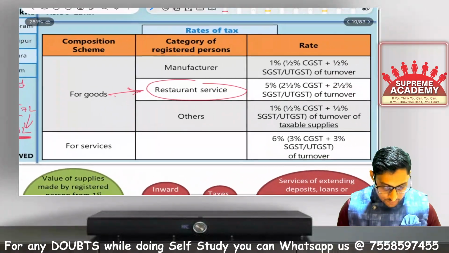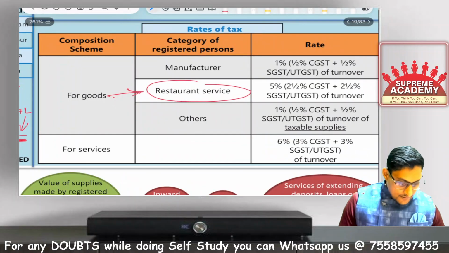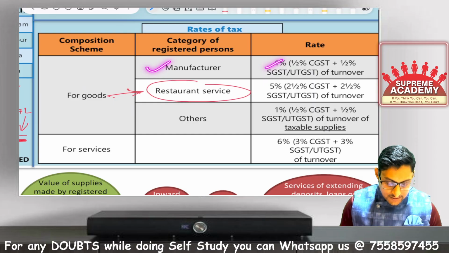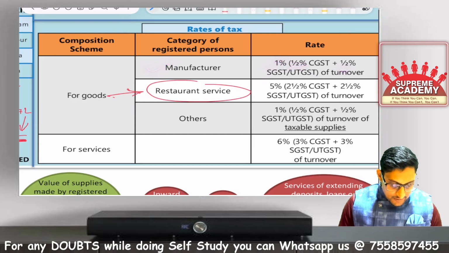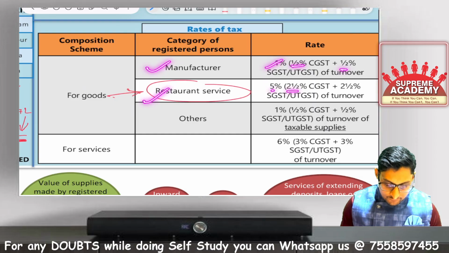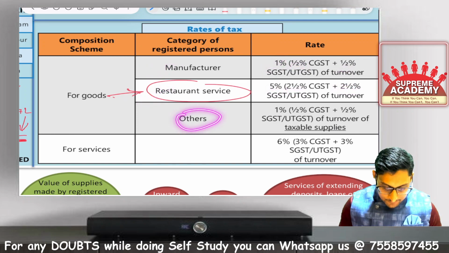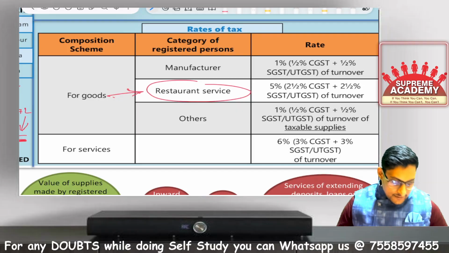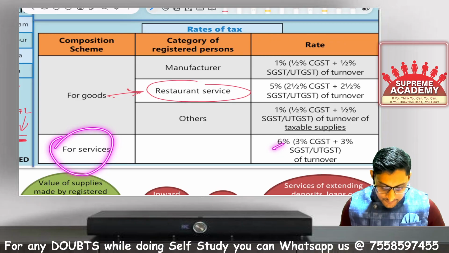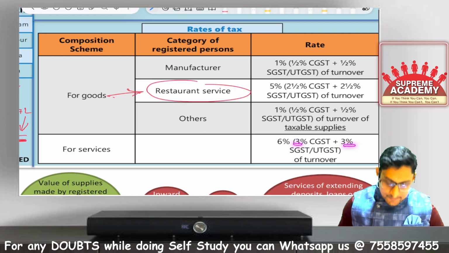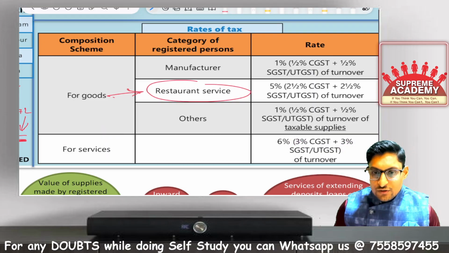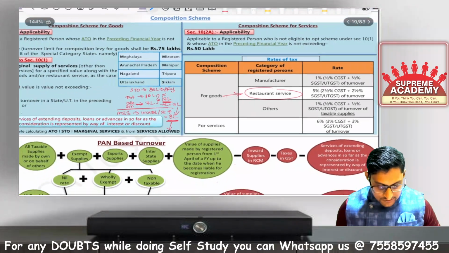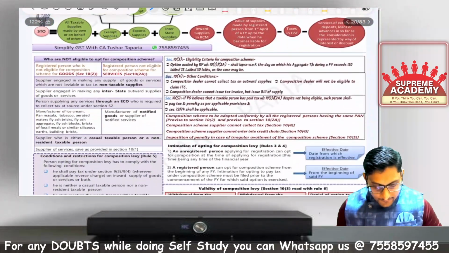Now the rates, you can have a look at the rates. In the case of goods, manufacturer 1% means half percent. Restaurant 5% means two and a half percent. Others 1% means half percent of CGST or SGST. And in case of services, the rate is 6%, that is 3% CGST and 3% SGST. So these are the rates under the composition scheme.